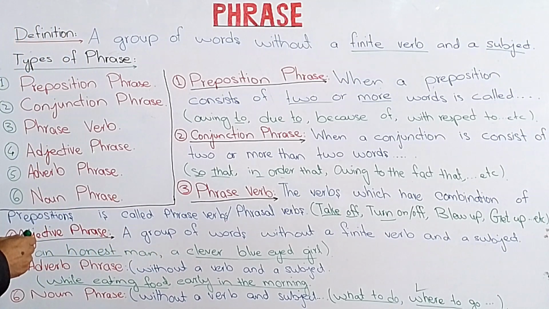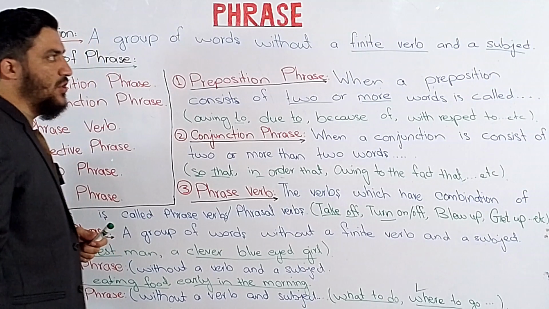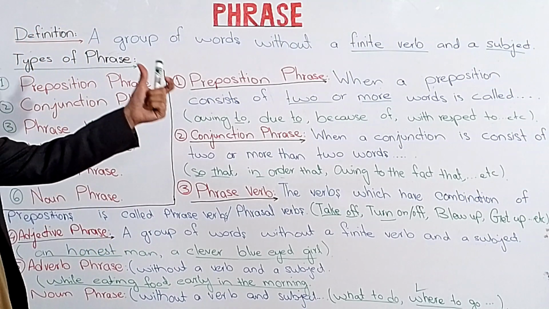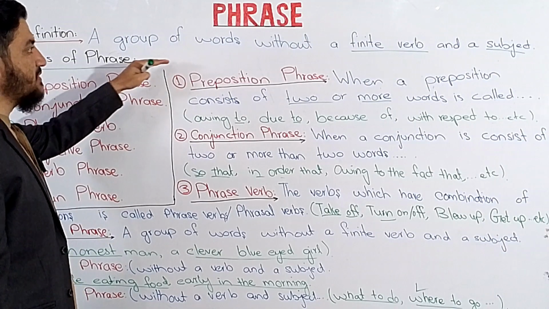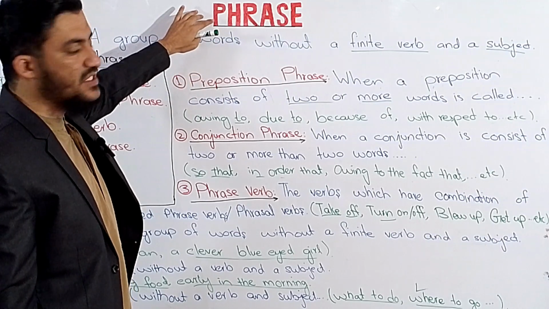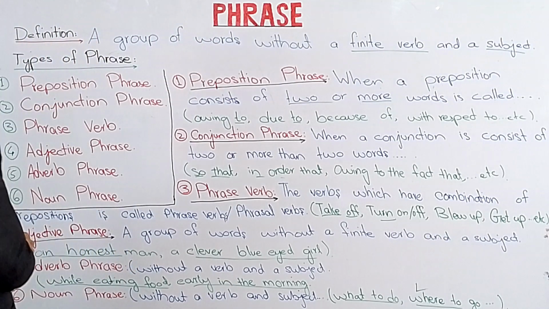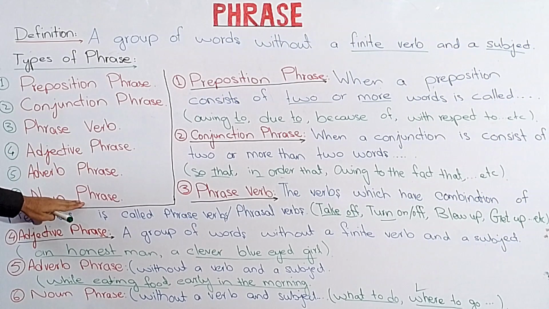A phrase is a group of words without a finite verb and a subject, जिसमें verb और subject नहीं हो, ठीक है, और यही verbs और subject हमें complete meaning करने के लिए हेल्प करती है. तो जब सेंटेंस में सब्जेक्ट और वर्ब ही ना हो तो ऐसे सेंटेंस को हम फ्रेजल सेंटेंस कहते हैं, ठीक है. And the respective types like prepositional phrase, conjunctional phrase, phrasal verb, adjective phrase, adverbial phrase and the noun phrases.